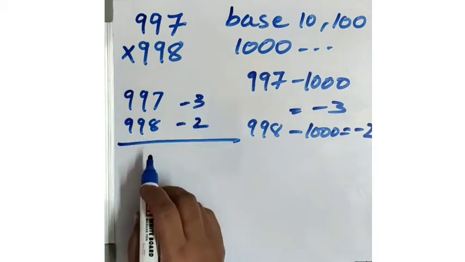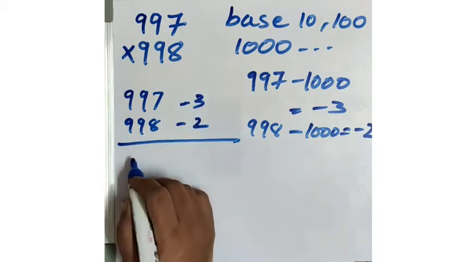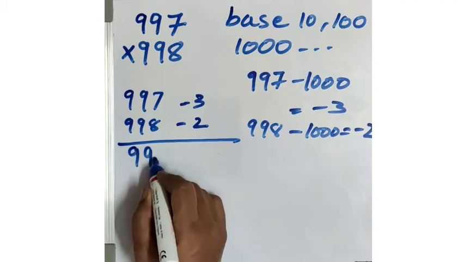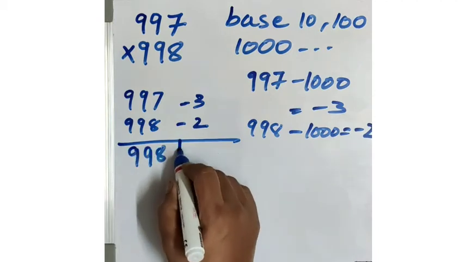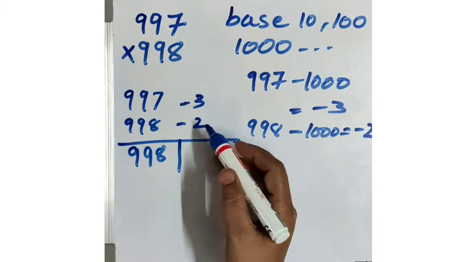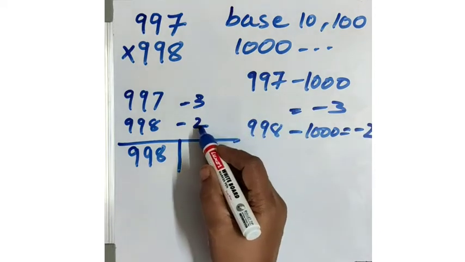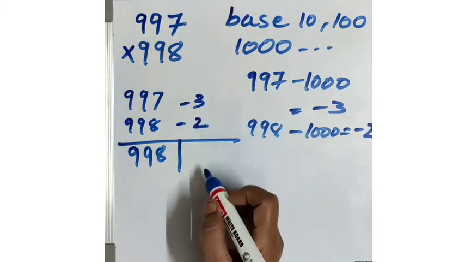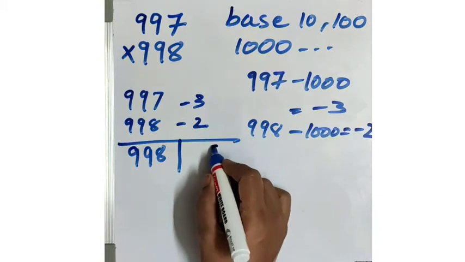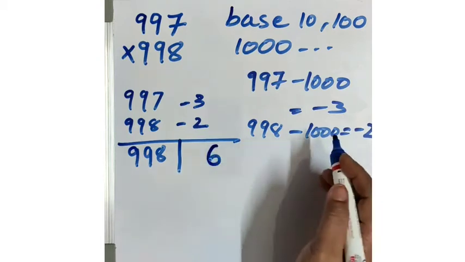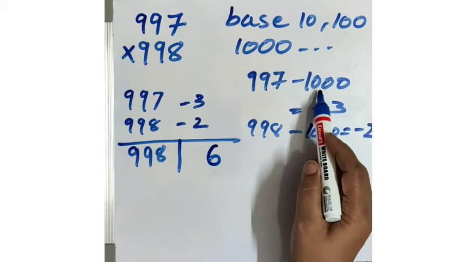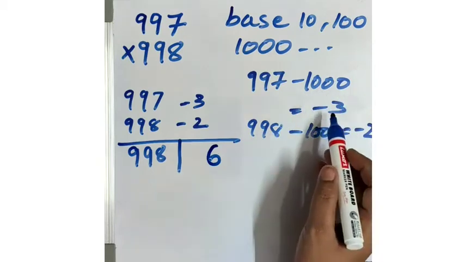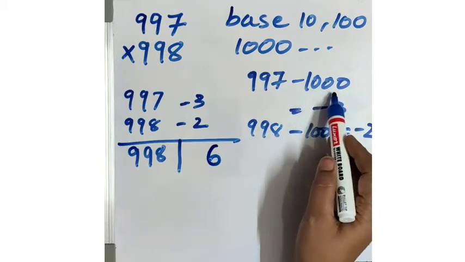We get the same answer both ways: 995. Make a partition like this. Now on the right side you multiply and write the numbers. 3 2's are 6. But in the base we have 3 zeros. What is the base we have taken? We have taken 1000 as the base.